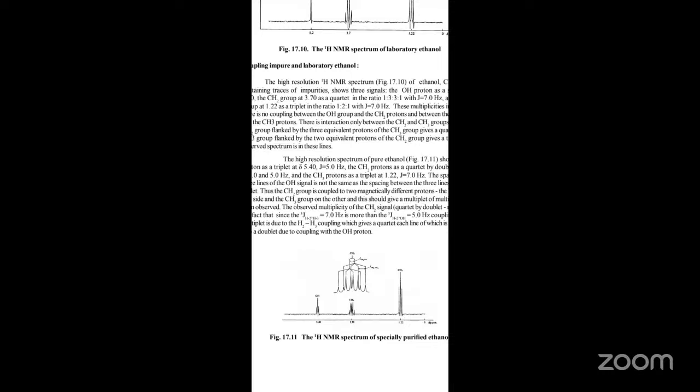Okay, CH2, where there are two neighboring protons. So total it is three, n plus one, according to the n plus one rule. So there are three here, so it's split into a triplet.